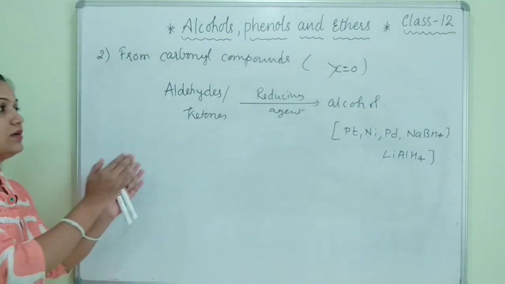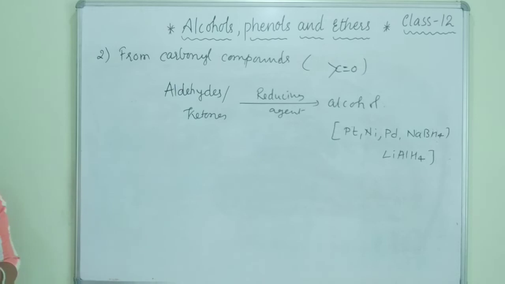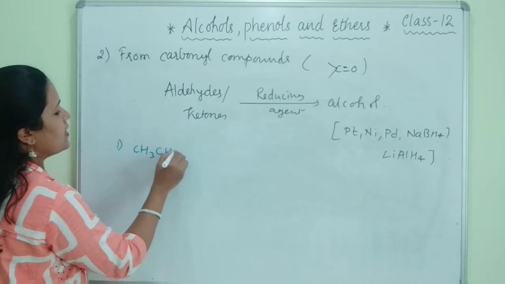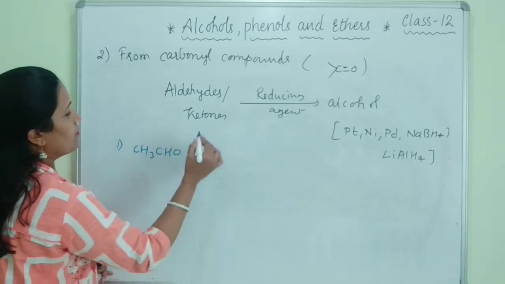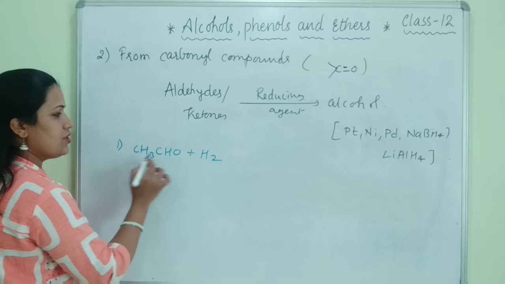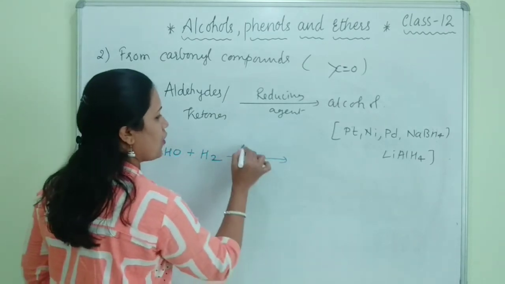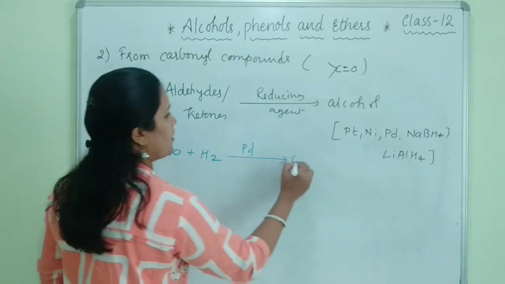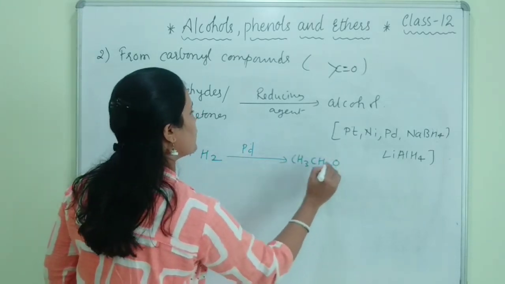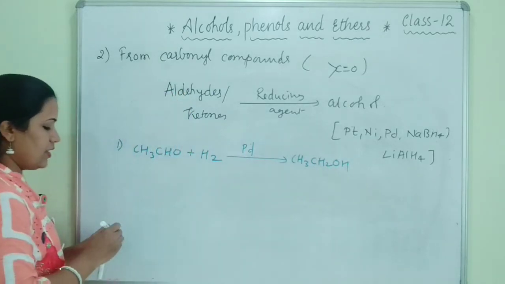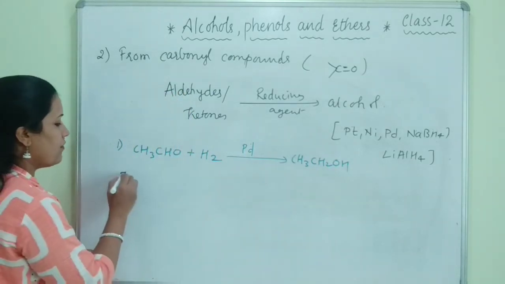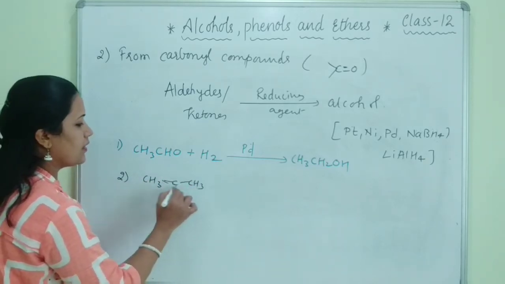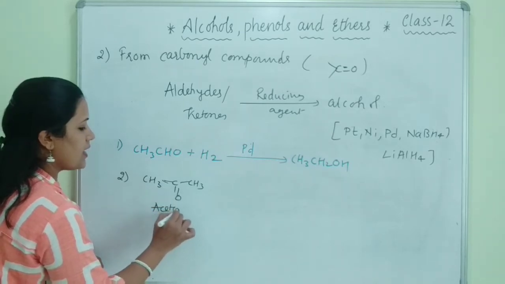Now how can we solve this? Let's see, I'll give you one example. First one is acetaldehyde, and it's a reduction, so in the presence of nickel or platinum or palladium, it can be converted into CH3CH2OH. So it is converted into primary alcohol. Or if I take another example, that is any ketone. Here I am taking acetone.